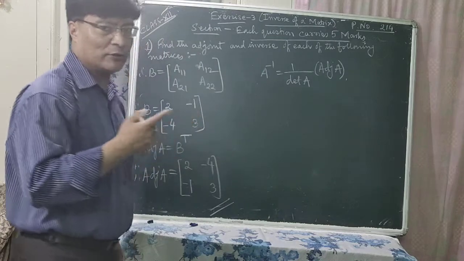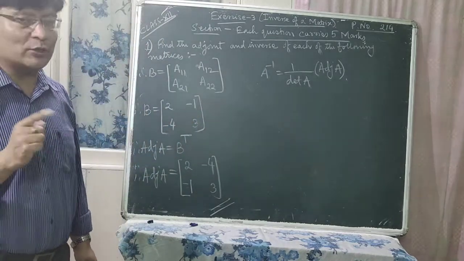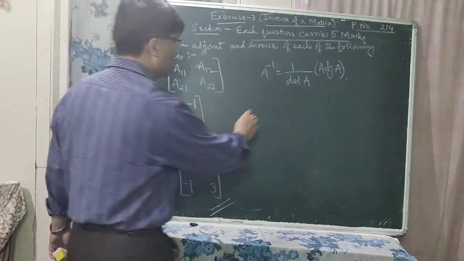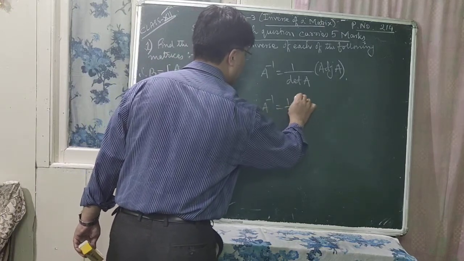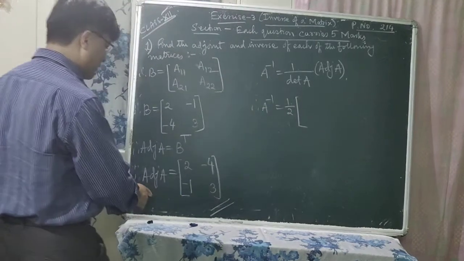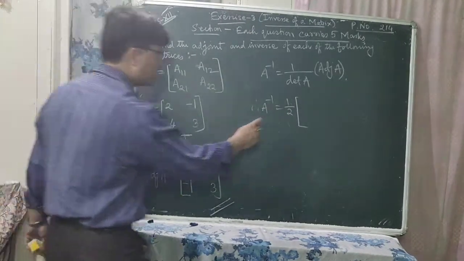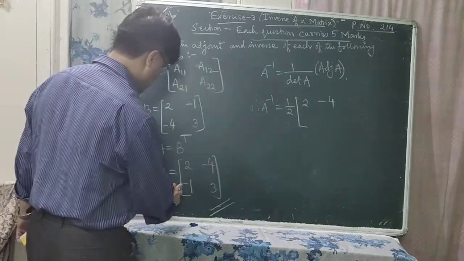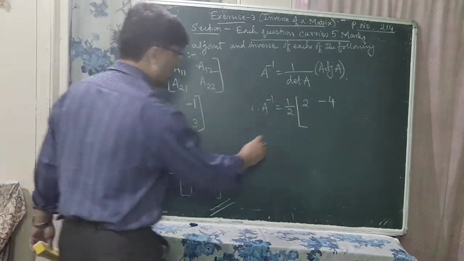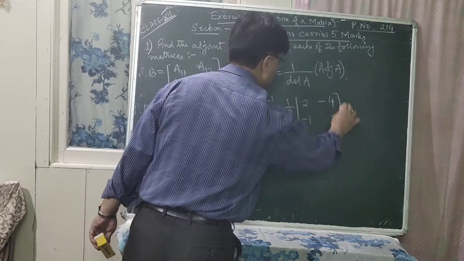That is not equal to 0. 2 is not equal to 0. So A inverse exists. So therefore A inverse is equal to, this is your half, and then what is the adjoint of A? Just now we got it: 2, minus 4, and minus 2, minus 4, and minus 1, 3. This is minus 1, 3.